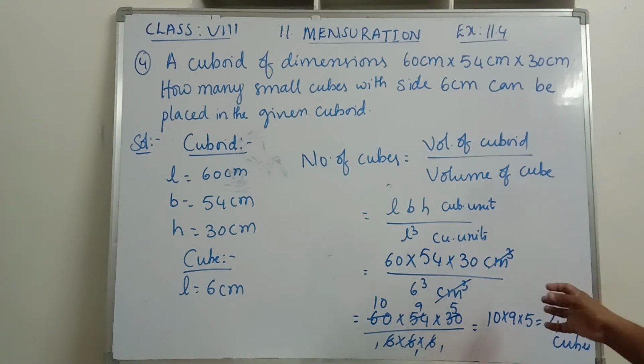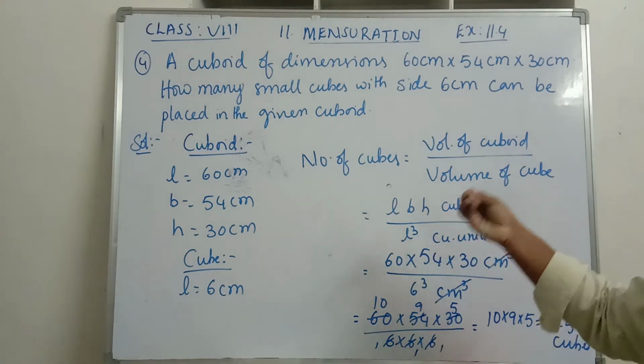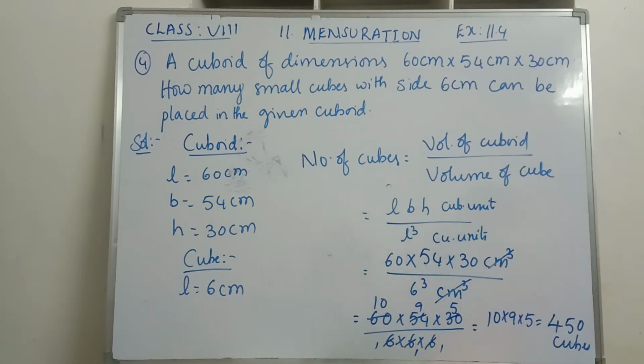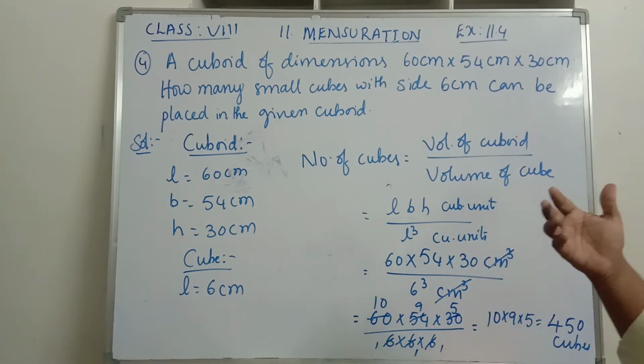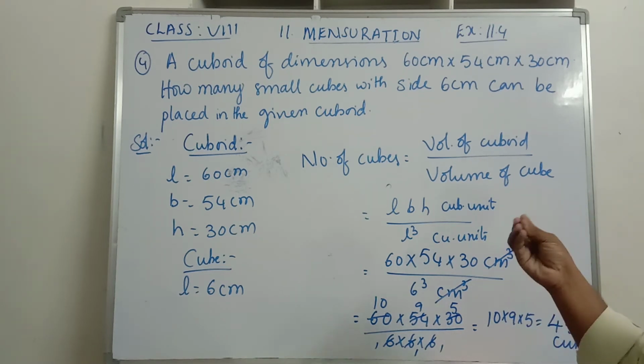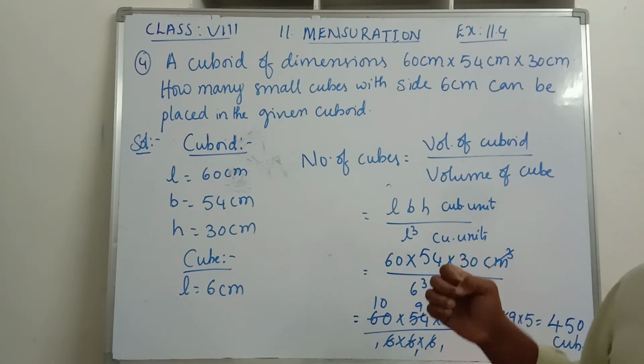Is it clear, children? This is a live example. We will see it here and there in our houses when we are constructing a new house. Or even if you go to the grocery shop, you will find this kind of situation. You will find it clear how to find the number of cubes. Yes.